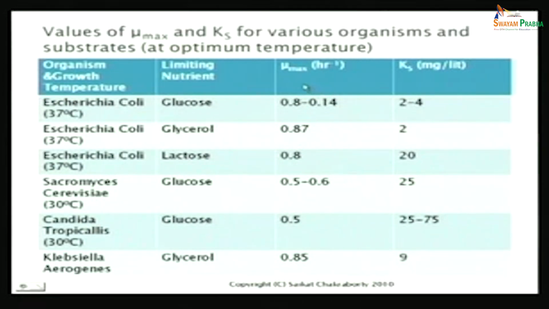Now, where we'll start today is the values. So if you're doing a Monod model, for example, you have these Ks, the rate constant, and the mu max, the maximum rate. And so what we're going to start with today are the values of mu max and Ks for various organisms and substrates.